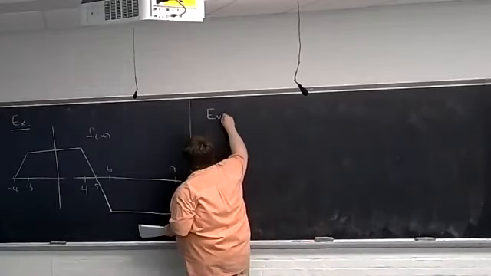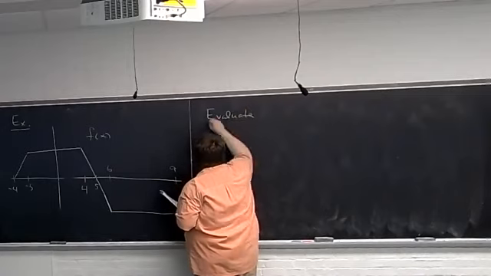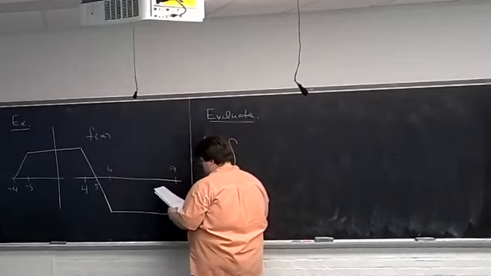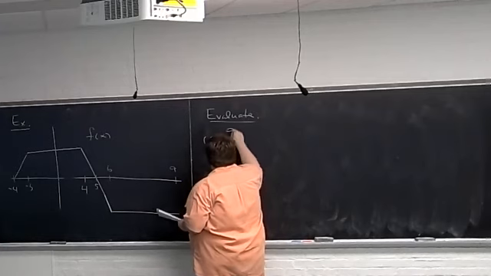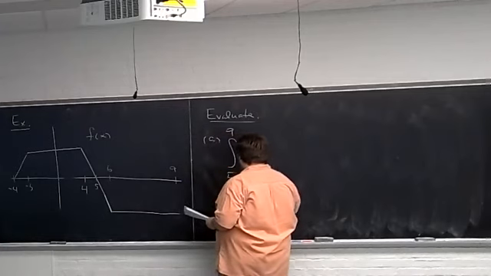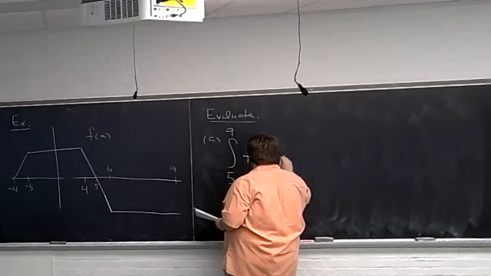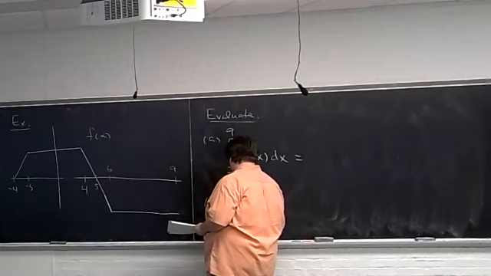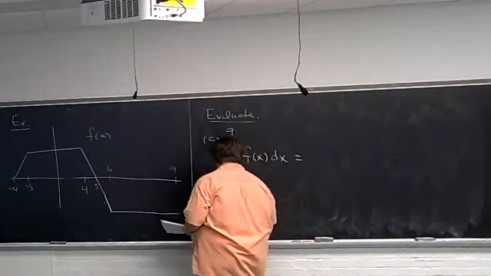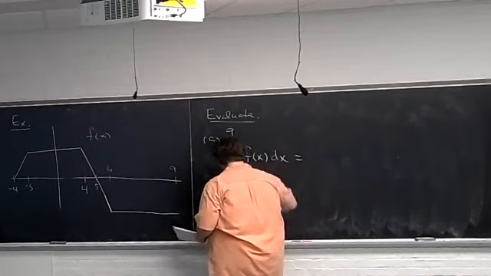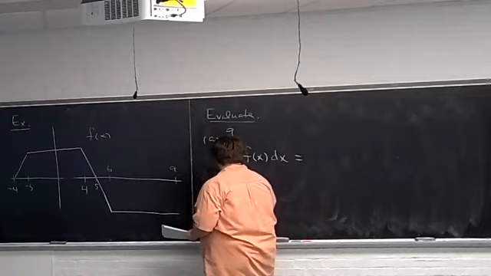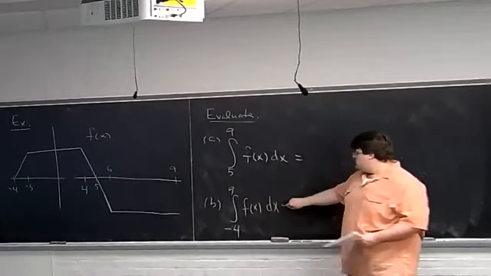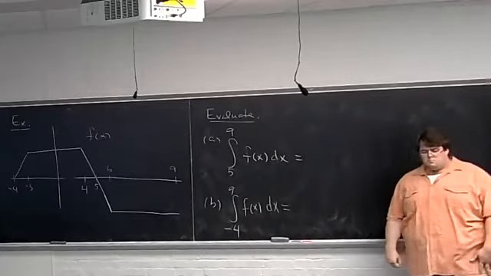Evaluate. A, integral from 5 to 9. B, evaluate integral from -4 to 9. Let's make these numbers look less bad. So evaluate these integrals.